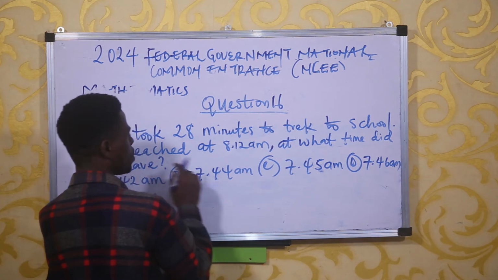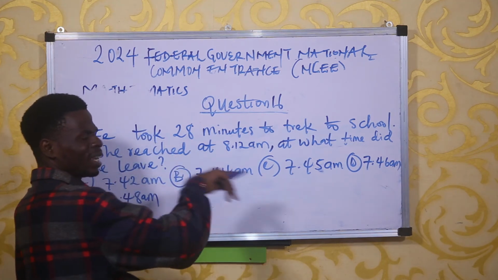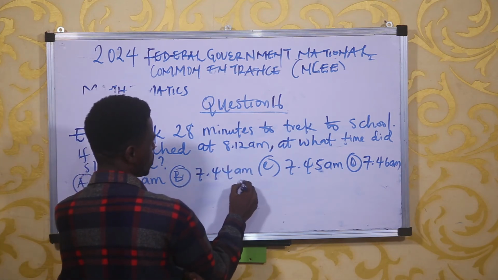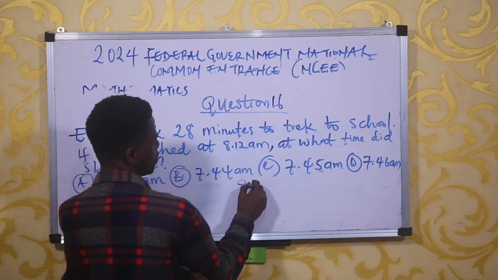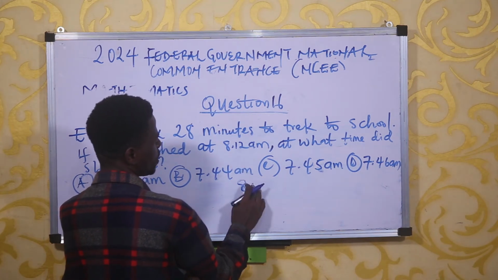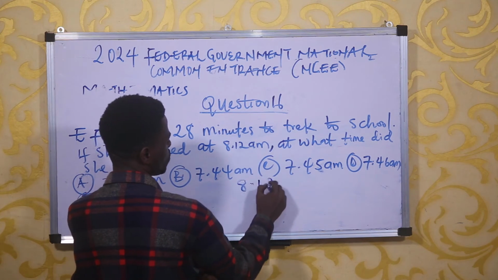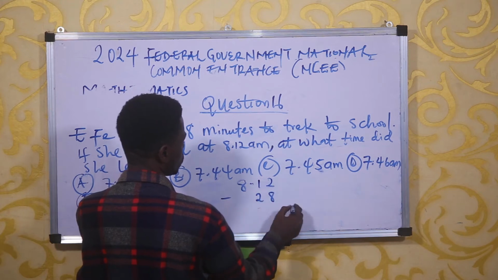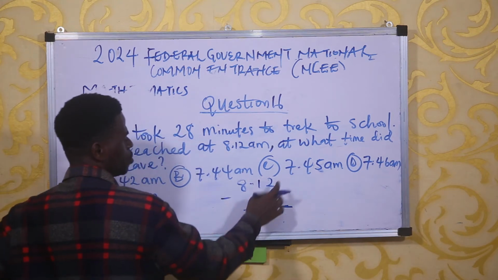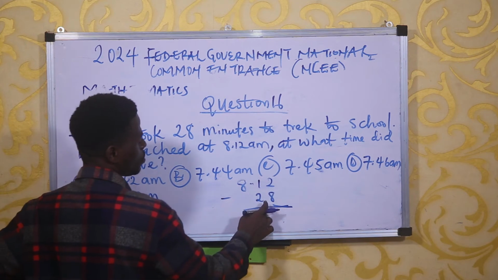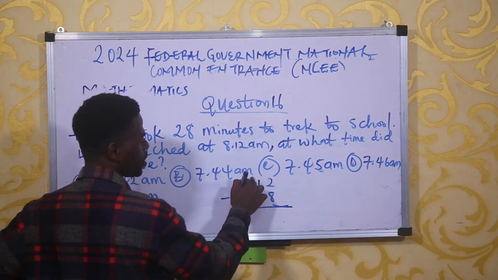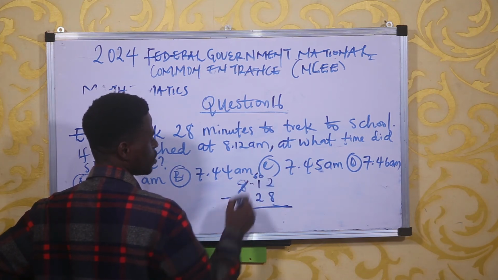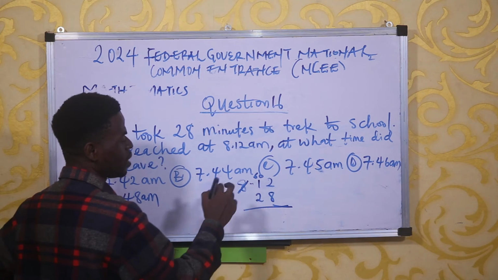So now we are going to say it took FA 28 minutes, so in this place we are going to subtract. That's 8 hours and 12 minutes, minus 28 minutes. 2 cannot minus 8, and 1 cannot minus. If you borrow 1 from this one, it remains 0, so you still borrow 1 from here. When you borrow 1 from this number, this one becomes 60. Take note of that.